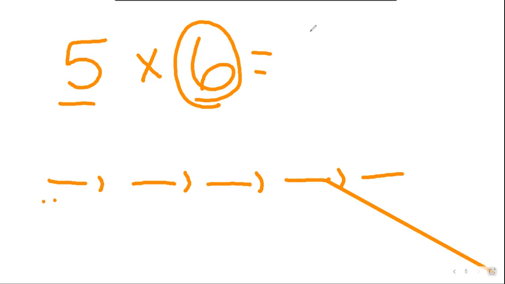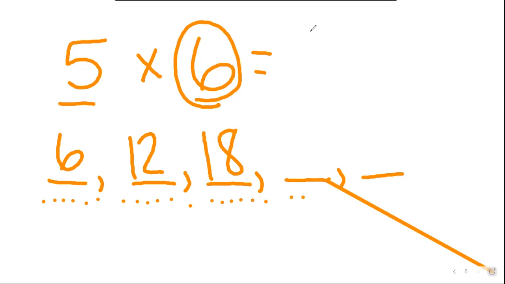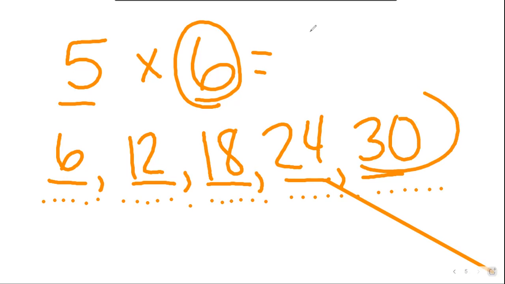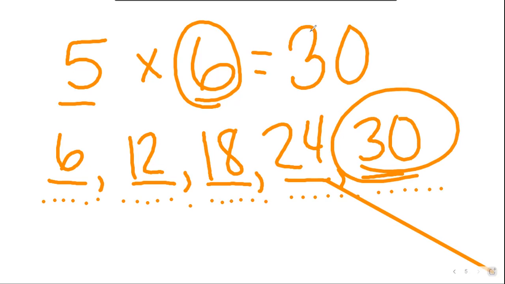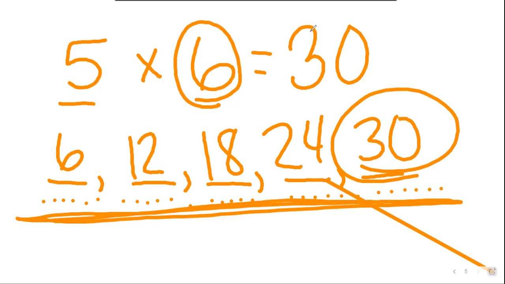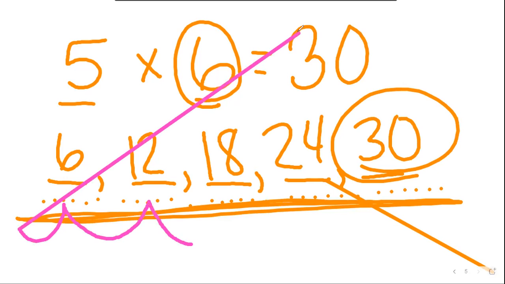So let's start with 1, 2, 3, 4, 5, 6, 7, 8, 9, 10, 11, 12, 13, 14, 15, 16, 17, 18, 19, 20, 21, 22, 23, 24, 25, 26, 27, 28, 29, 30. My final answer is 30. So 5 times 6 equals 30. Okay? And all I did is I was counting up for these numbers, and every sixth number, I wrote it down. Okay? So my multiples of 6 would be 6, 12, 18, 24, and 30.